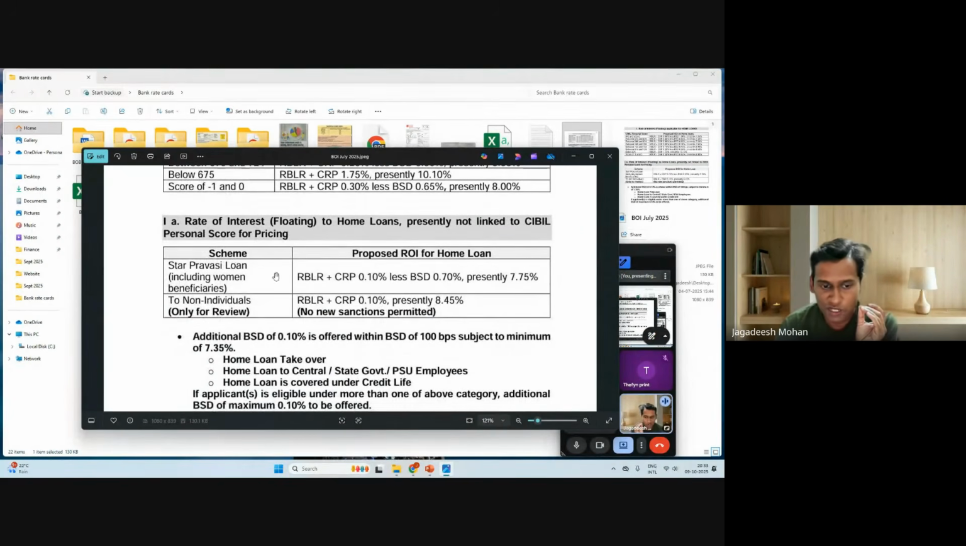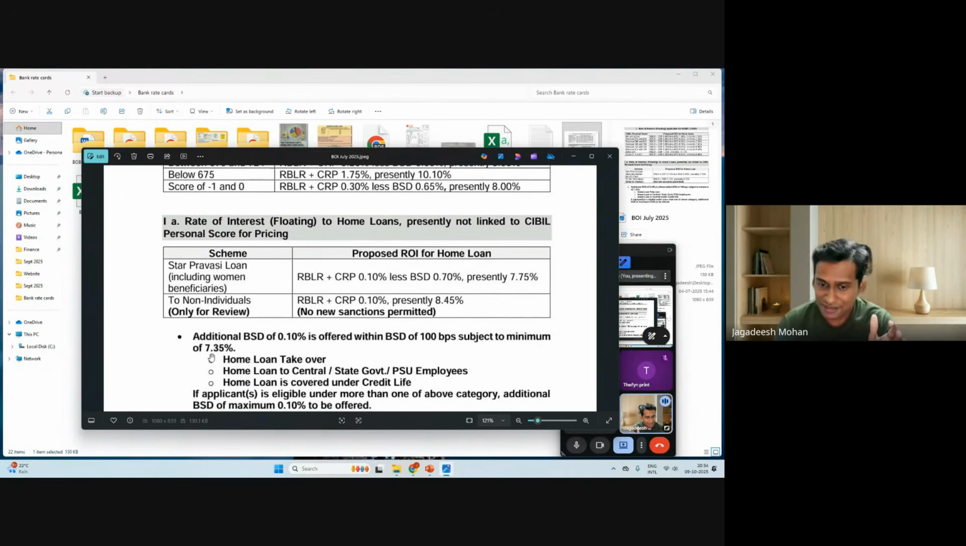For example, here Bank of India says, if you are doing a balance transfer, a 0.1% concession is possible. If you are a central, state government or PSU employee, a 0.1% discount is possible. If you take an insurance associated with a home loan, another 0.1% is there. But at any point in time, you'll not get all three, you'll get only a 0.1% concession. And the lowest rate would be 7.35%.